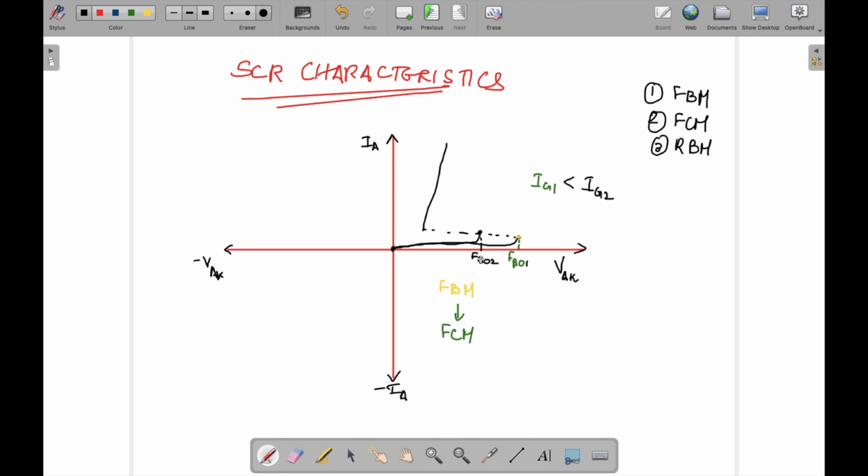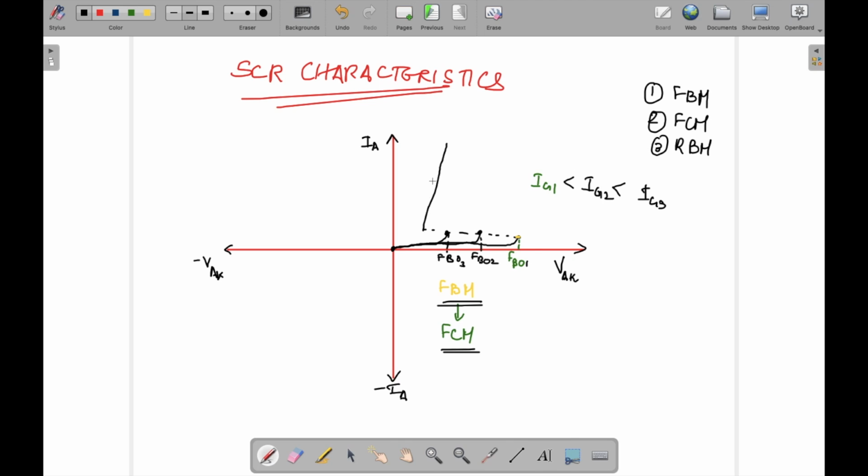Okay, so naturally, if I want the breakover to be still faster, what can I do? I will increase the gate current further. Okay, so now this will be my breakover voltage VBO3. Okay, so what did I do? I brought in a gate current Ig3, which is greater than Ig2. Okay, so this transition from the forward blocking mode to forward conduction mode can be made faster just by increasing the gate current.